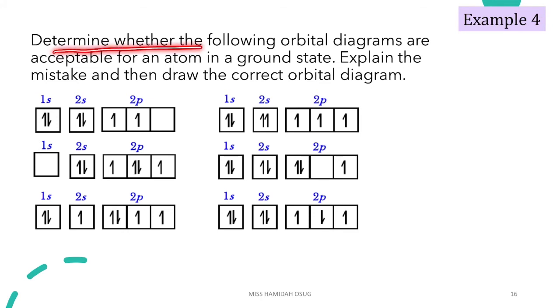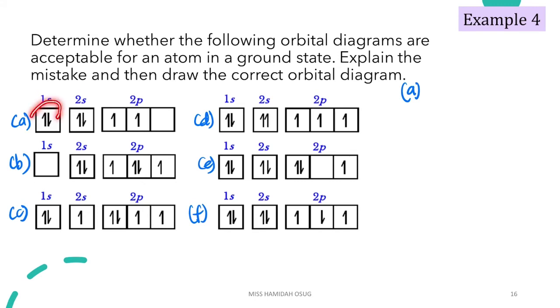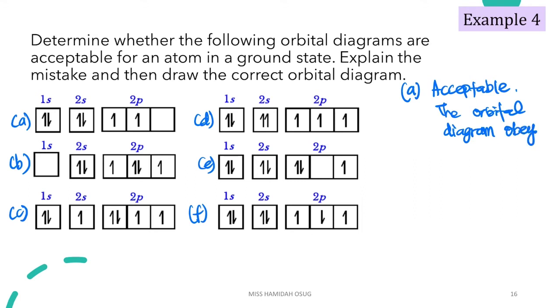Now let's take a look at example 4. You are asked to determine whether the following orbital diagrams are acceptable for an atom in the ground state, and then you need to explain the mistake and draw the correct orbital diagram. So let's look at example A. As we can see there, example A is acceptable. Why is it acceptable? Because it obeys the Aufbau principle, Hund's rule, and also the Pauli exclusion principle.